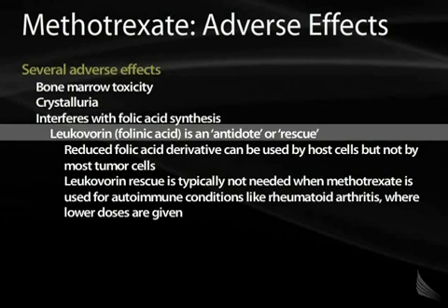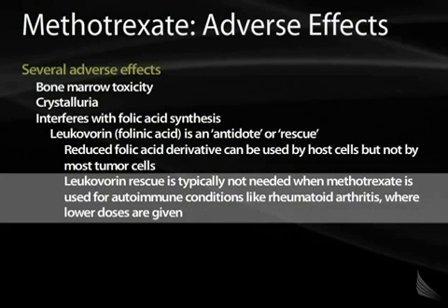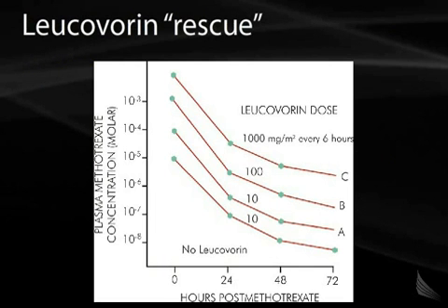Leucovorin, another medication that is also called folinic acid, is an antidote or rescue medication for patients that have methotrexate toxicity. Leucovorin rescue is generally not needed for patients that are taking lower doses of methotrexate for rheumatoid arthritis. This is a diagram that shows methotrexate concentration in the bloodstream on the y-axis, and on the x-axis you have hours post-methotrexate dose. And as you can see, as you increase the dose of leucovorin that's given to these patients, you see a concomitant decrease over time of the plasma methotrexate level.